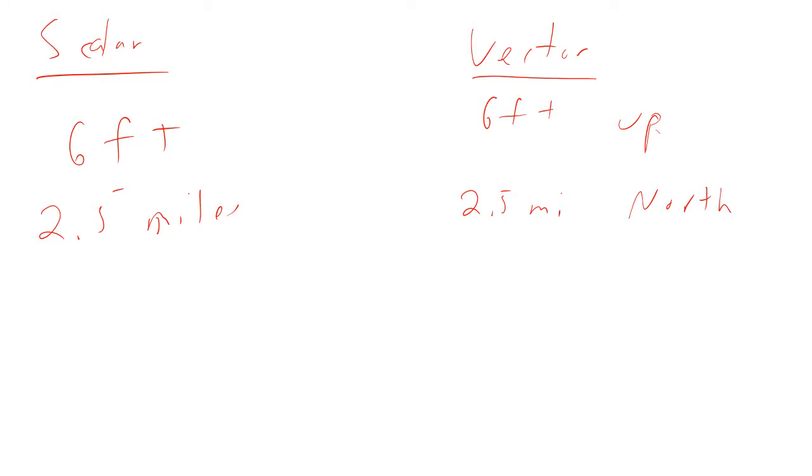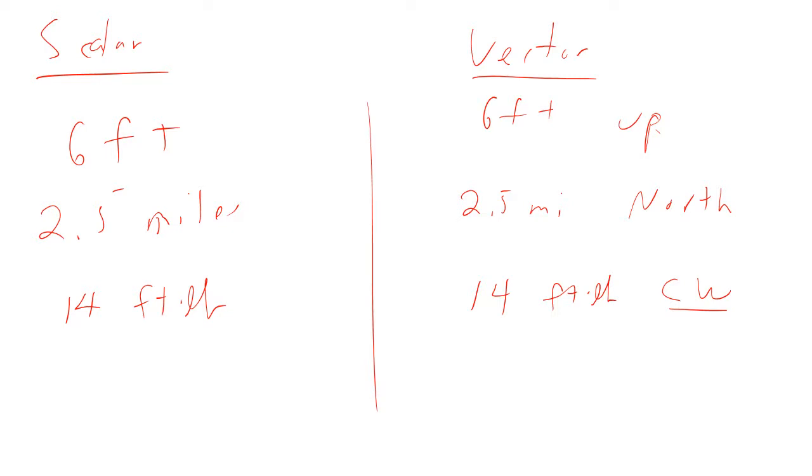Or you might have a torque. An example of a torque is 14 foot-pounds, while a vector would be 14 foot-pounds clockwise. So you have a direction to it. And so this is what's different between a scalar and a vector.